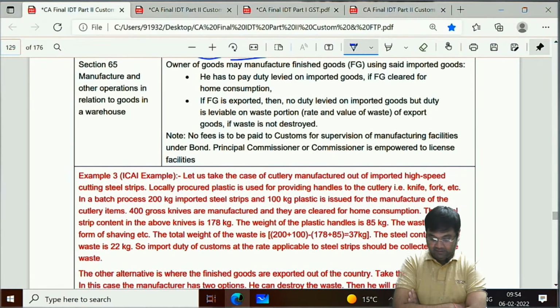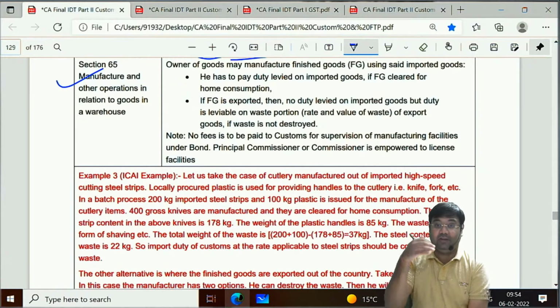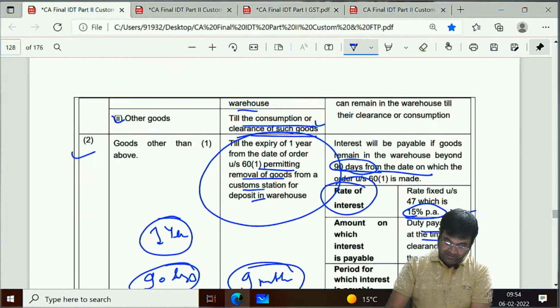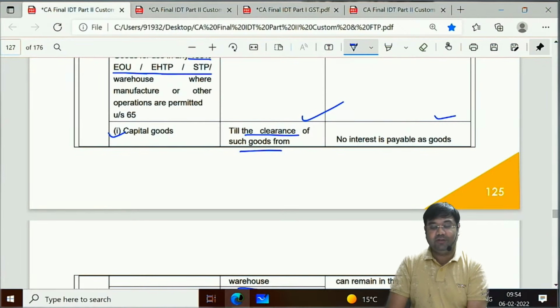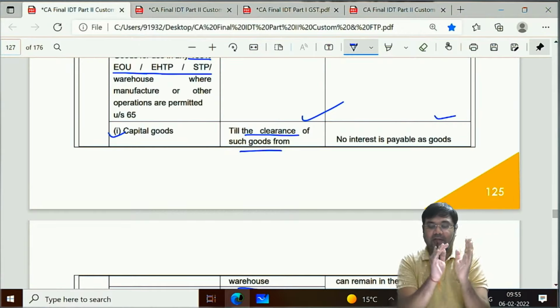Section 65, very important section. Manufacture and other operation in relation to goods in warehouse. So I said to you that you can do the manufacturing. And in fact, EOU, STP, those people normally put the machinery, etc. in the warehouse so that they can do the manufacturing. They don't need to pay the duty. So they are going to import the raw material. They are going to opt for warehousing.